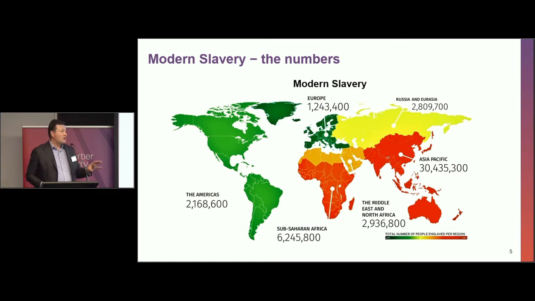But then you get to an area much closer to home, the Asia Pacific region, which has 2/3 of people in modern slavery, over 30 million. Well, of that 30 million, there's an estimated 10,000 in Australia.